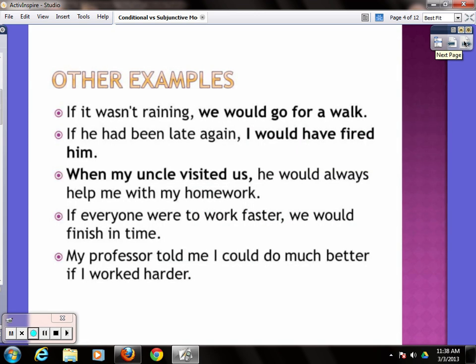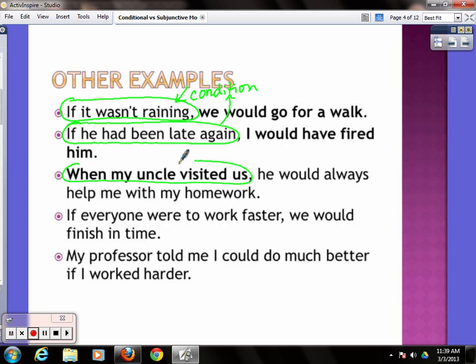Let's look at some more examples. If it wasn't raining, we would go for a walk. So if this wasn't happening, this is our condition, we would go for a walk. If he had been late again, I would have fired him. Again, this is my condition. When my uncle visited us, he would always help me with my homework. So when this happened, this is my condition, he would always help me with my homework.